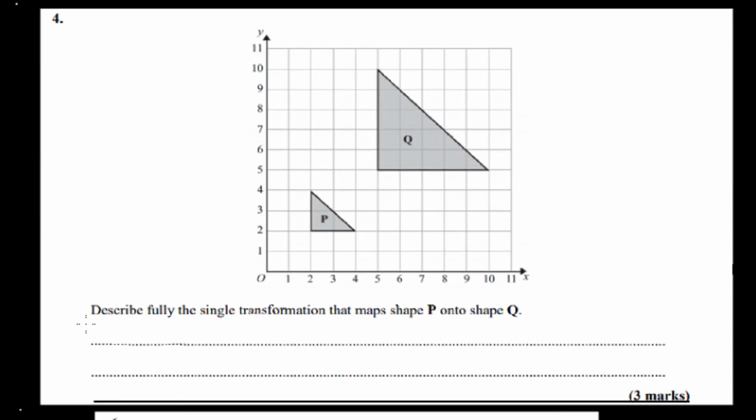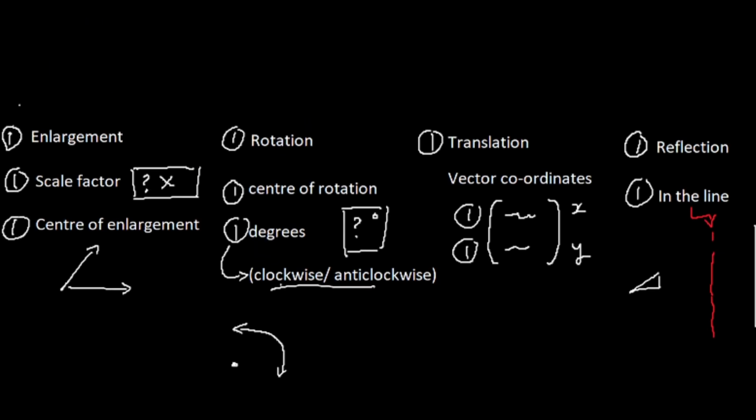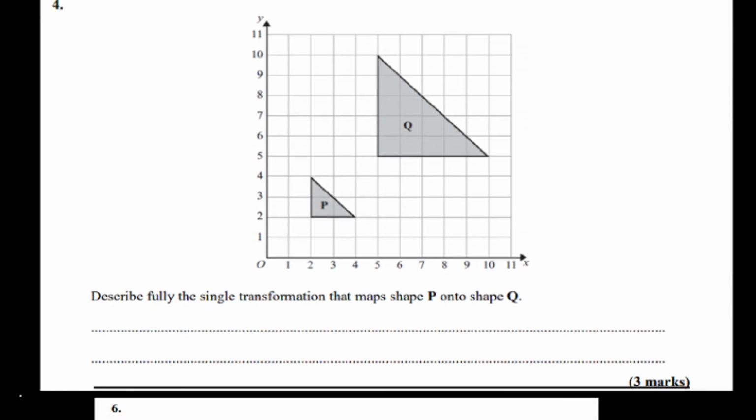So here it says, they all say this, describe fully the single transformation that maps shape P onto shape Q. Now this is 3 marks, so immediately you should be thinking it's probably not reflection. It's probably one of these 3, because you get 3 marks for each of these. And if you have a look, the size has changed. As soon as the size has changed, I know it's enlargement. So I can hit my first mark already by writing enlargement in here.